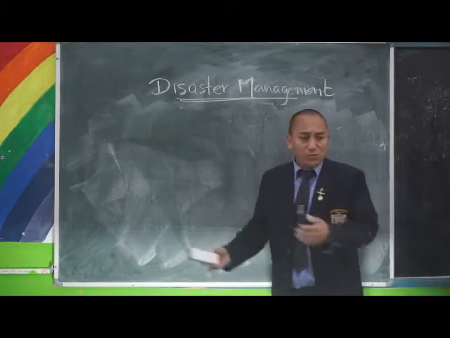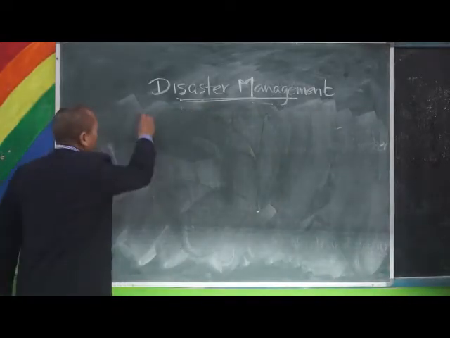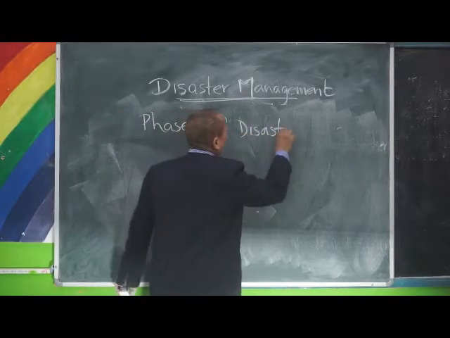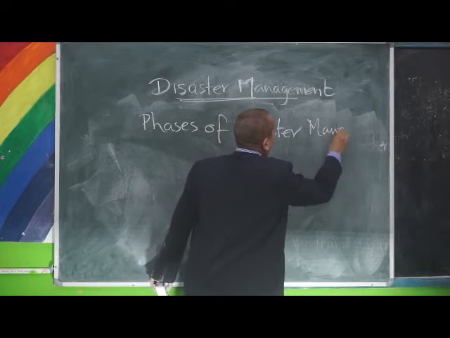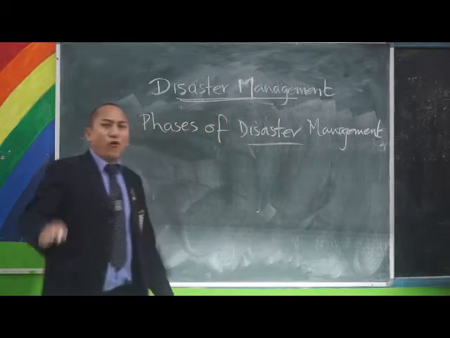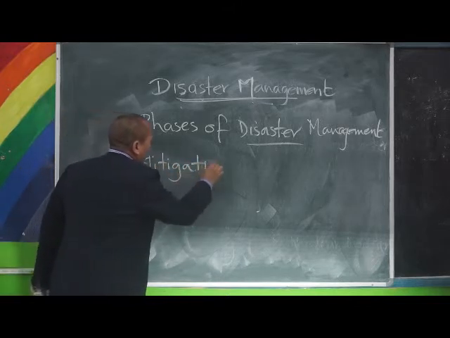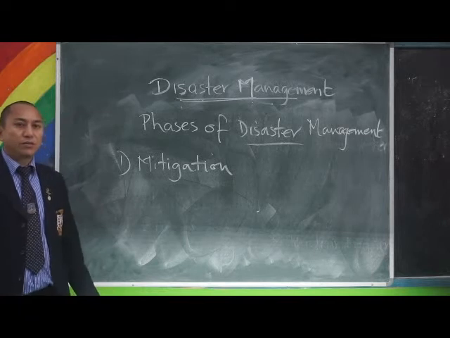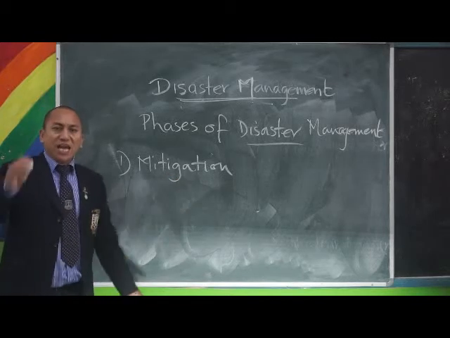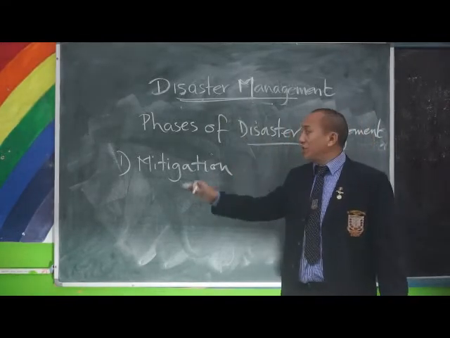Okay, before we go to the last part, let's see the phases of disaster management. There are 4 phases of disaster management. The first one is mitigation. What is mitigation? It is the action of reducing the seriousness of the disaster.